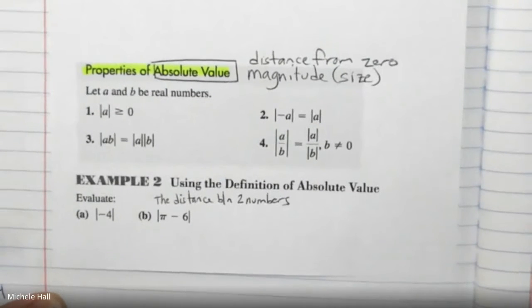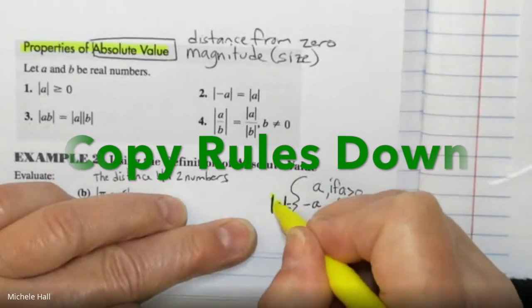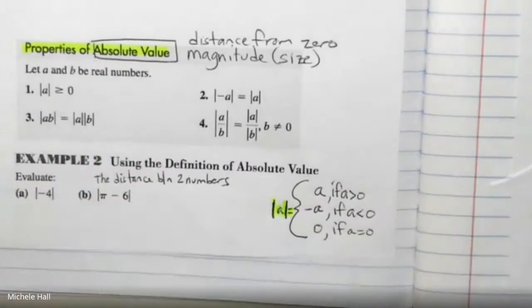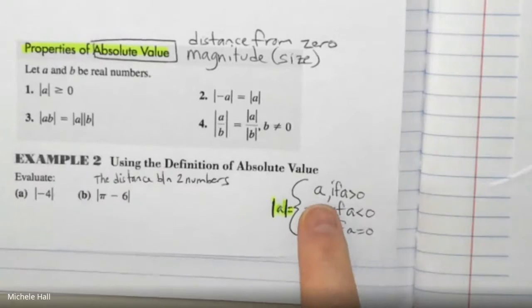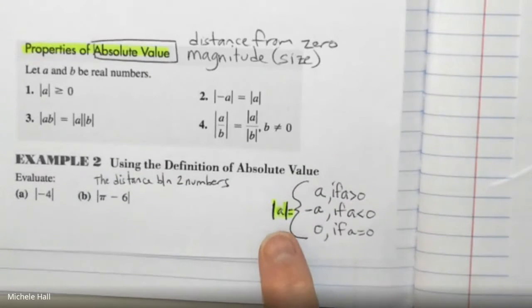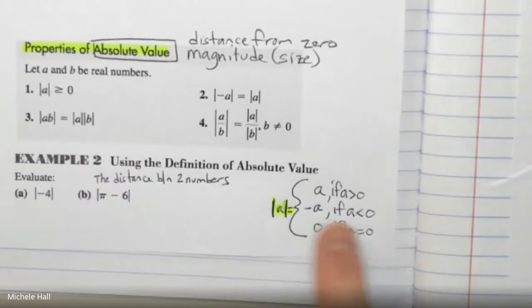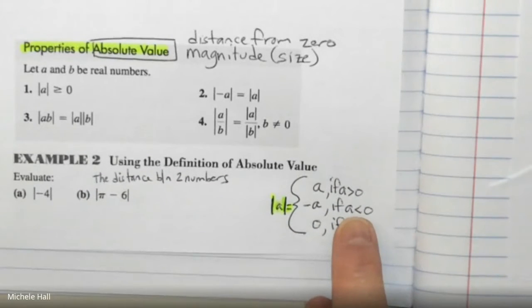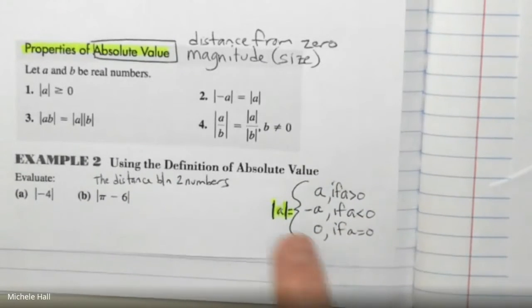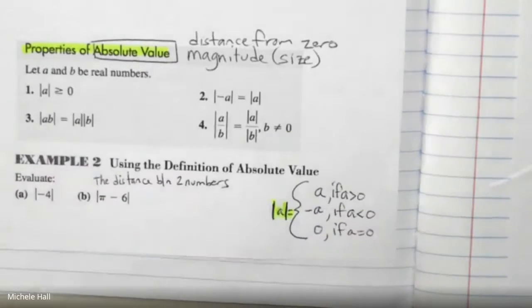Looking at example 2, we know the absolute value of A equals A if A is greater than 0. The absolute value of A equals the opposite of A if A is less than 0. And the absolute value of A equals 0 if A is equal to 0.